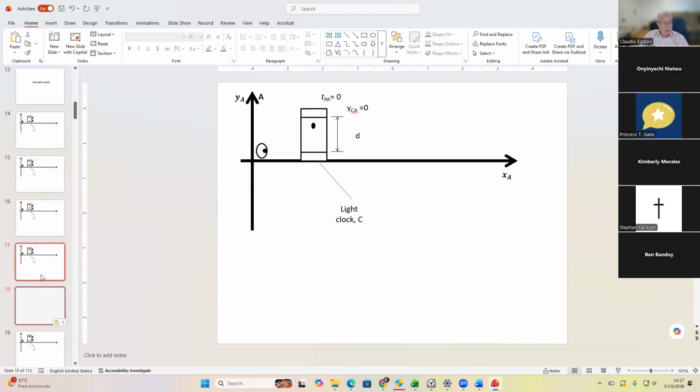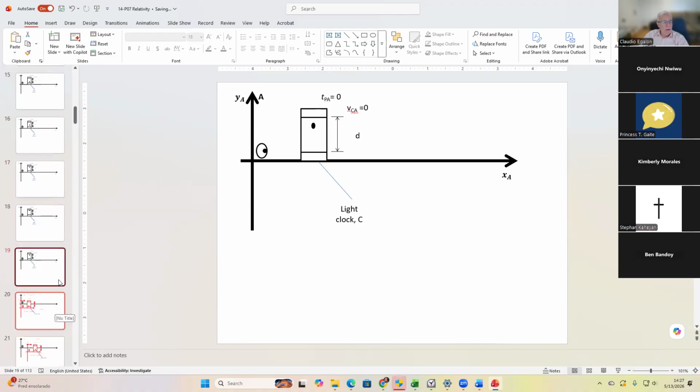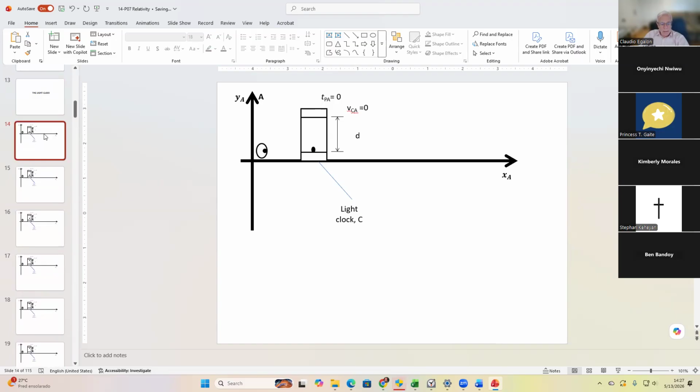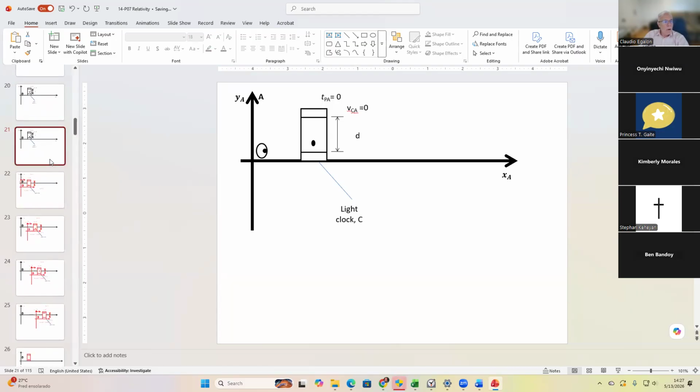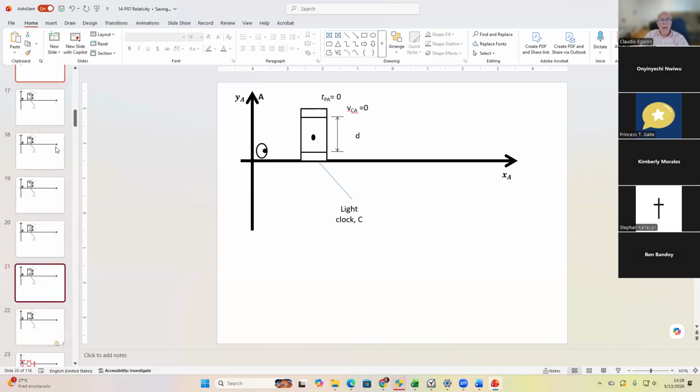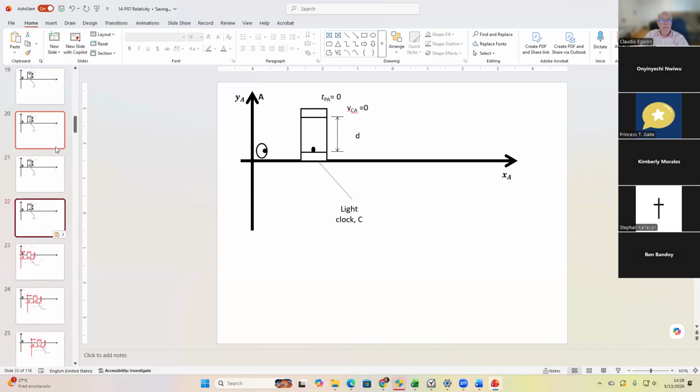Here's the final period. Okay, tick, tock, tick, right? And then everything repeats itself. Tick tock, tick tock.